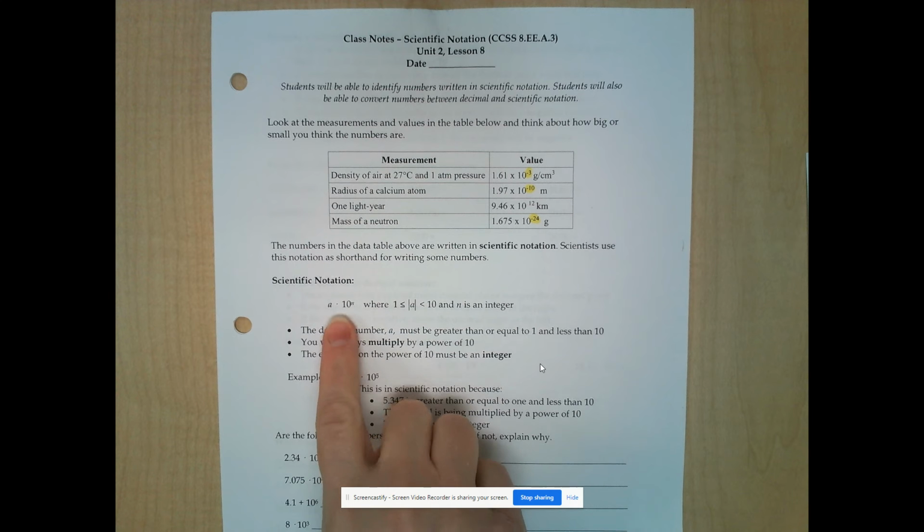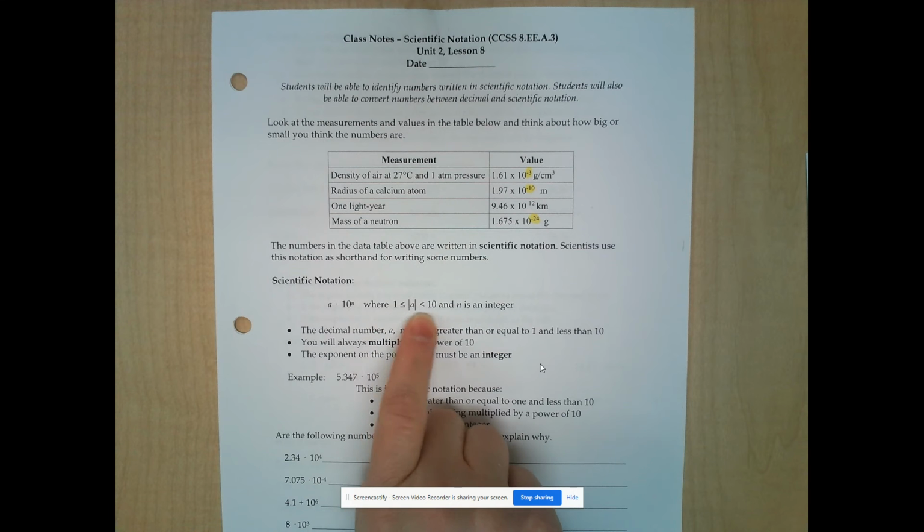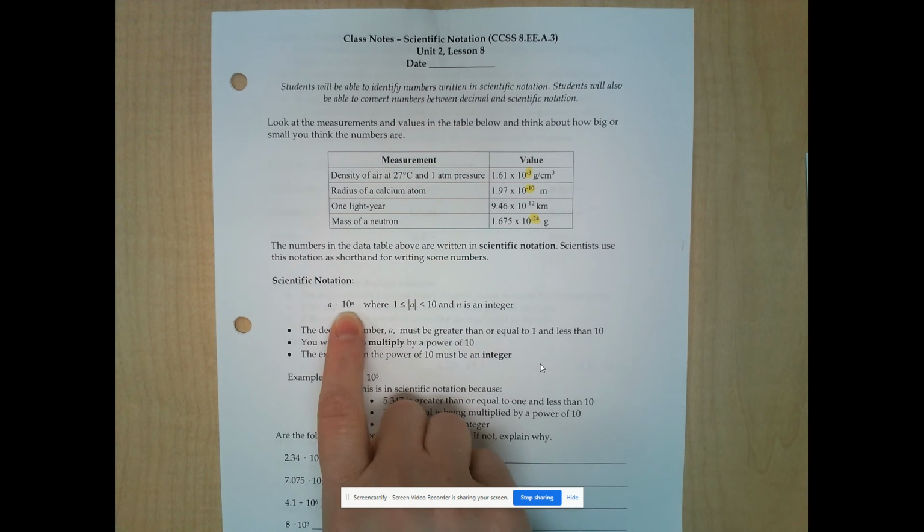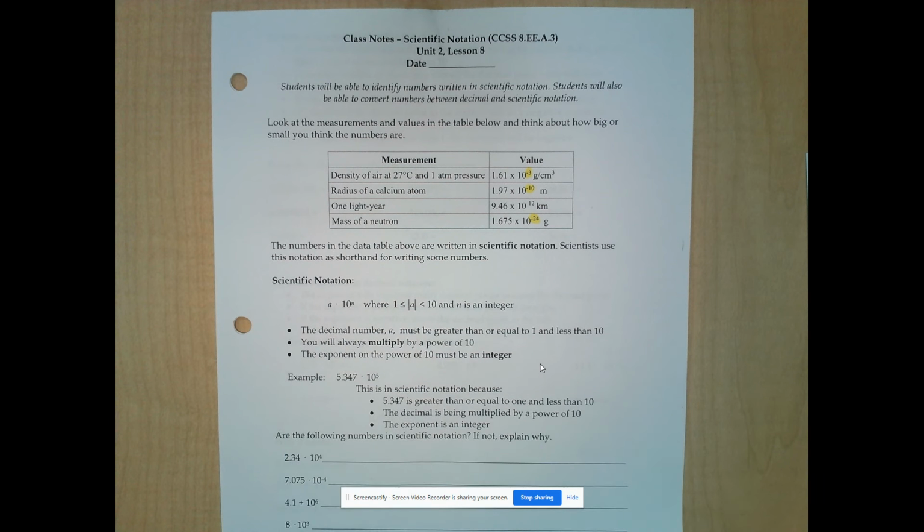Scientific notation is always going to be in the same form: a number represented by A times 10 to an exponent. And it says that A has to be between 1 and 10. It can be 1, right? A has to be greater than or equal to 1, but it has to stay less than 10. And N, the exponent, has to be an integer, meaning the exponent can be positive or negative, but it has to be a whole number, no decimals and no fractions in the exponent.